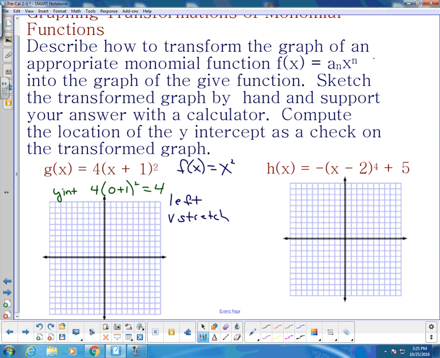So our vertex of this graph is -1, 0, because we're shifting left 1 and we didn't go up at all. So our starting vertex was always here. We are moving it to left 1 and up nothing, so we're right there. And then the y-intercept is at 4, which is here. And remember, it has an axis of symmetry, which puts the other mirror point here. So that's going to make a very, very, very skinny parabola. So we should all be able to do that at this point.